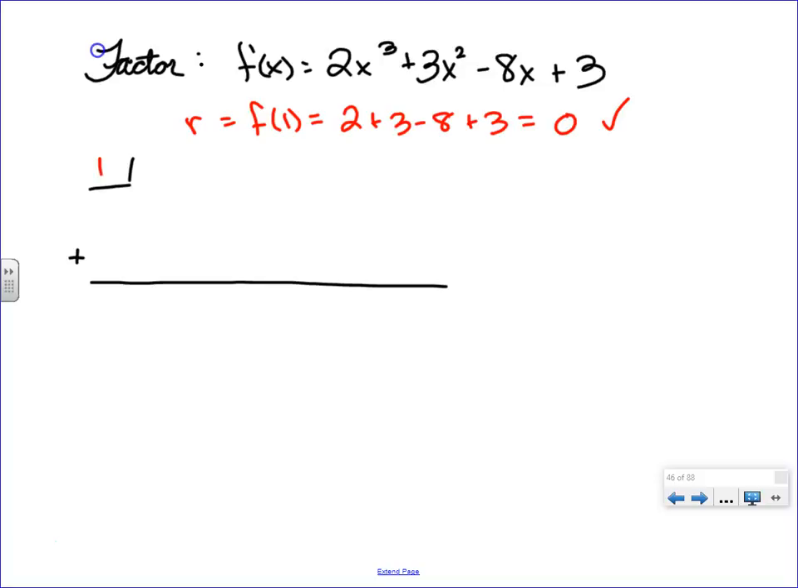Okay, we're plugging in 1, right? 2, 3, negative 8, 3. Some of you might still be a little lost as to why we're still doing synthetic, but hang in there. We have to factor it as far as possible.